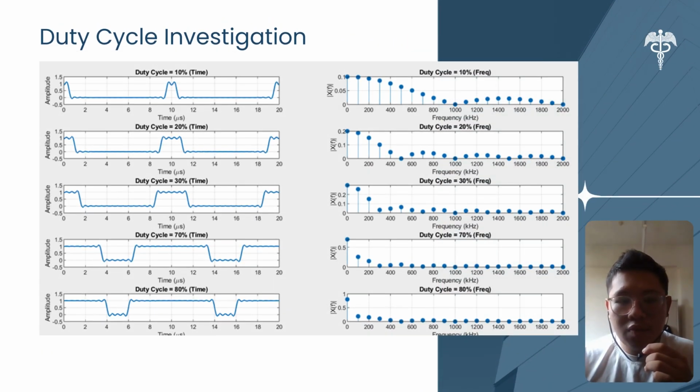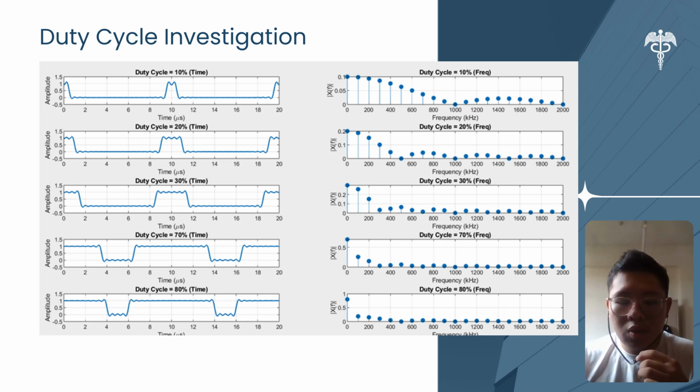For our final investigation, we explore how changing the signal duty cycle affects its properties. We analyzed 5 different cases from 10% up to 80%. On the left side of the slide, you can see the time domain graph. As you expect, the width of the pulse changes directly with the duty cycle.